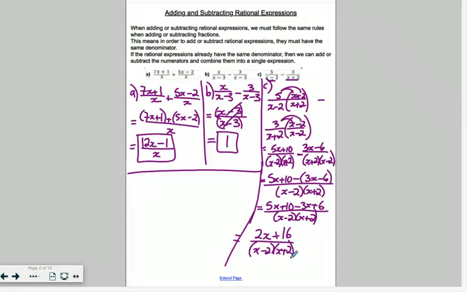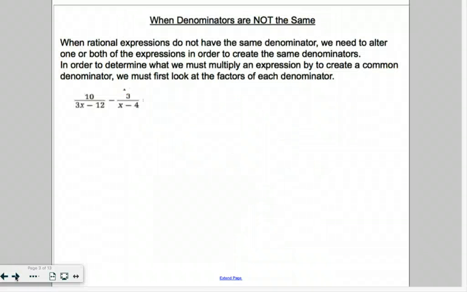And you can factor that numerator a little bit, but it's not going to help you with canceling because you're just going to get 2 times x plus 8 over x minus 2 times x plus 2. But you have a solution now, or an answer that's one single fraction, not two separate ones, right? So we're combining them into a single expression, okay?